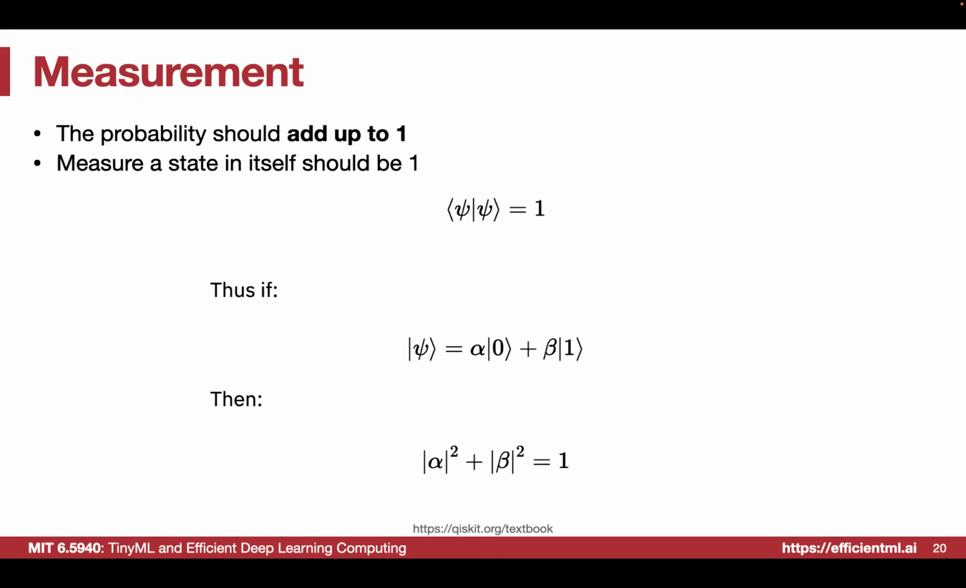Okay, so another property is that all the probabilities should add up to 1. That is easy to understand because we just have 2 states. A mathematical proof is that when we measure a state on itself, the result should be 1, because you measure a state and then you should always keep the state. If we do this calculation, we can see that alpha squared plus beta squared should be 1. So the 2 amplitudes, alpha and beta, in the vector should have the property that the squares of their magnitudes sum up to 1.